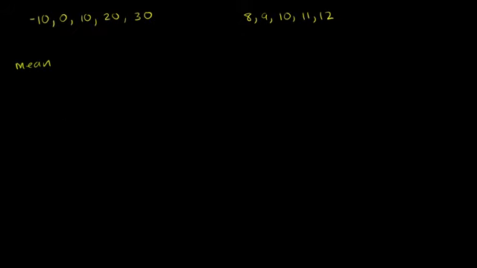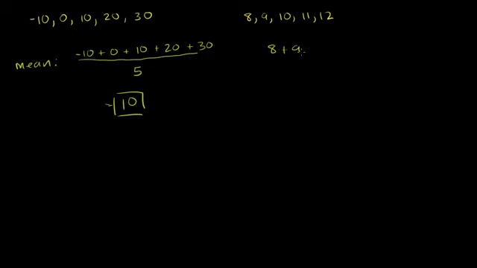Now, the population mean, or the arithmetic mean, of this data set right here is negative 10 plus 0 plus 10 plus 20 plus 30, over, we have 5 data points, over 5. And what is this equal to? That negative 10 cancels out with that 10. 20 plus 30 is 50, divided by 5. It's equal to 10.